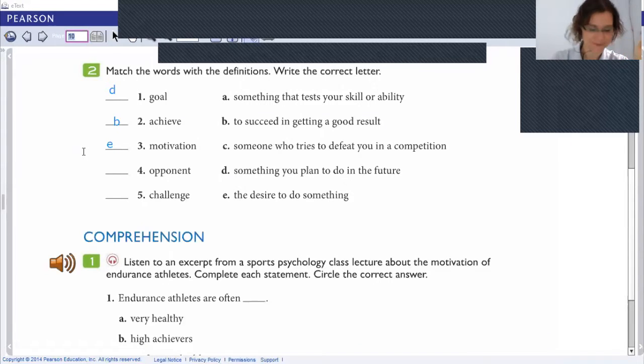What's opponent? C. Awesome. Can you type that in? I don't know how to. Okay, no worries. Okay, let's see. That's correct. What about challenge? A. Yeah, definitely. Okay. Well, it's just nice if we type it in, even though, look at this.